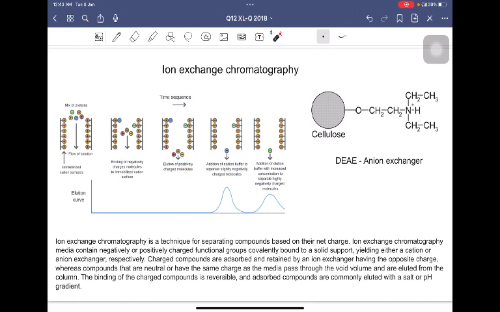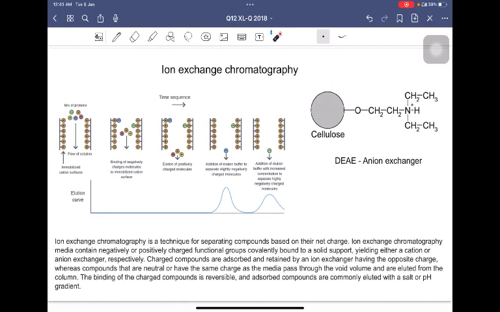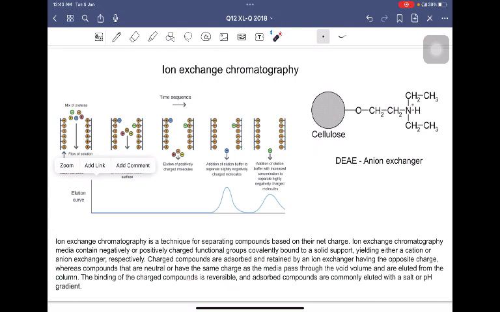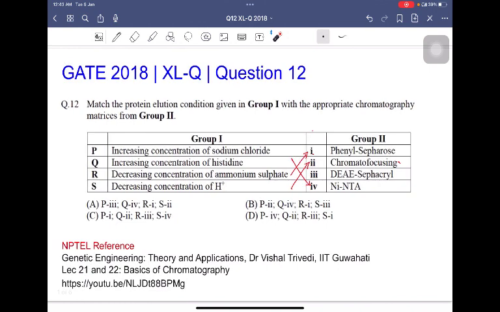So like these ones, which have a similar charge to the matrix, they are eluted out in the void volume. And the binding of the charged compounds is reversible, and adsorbed compounds are commonly eluted with a salt or pH gradient. So we increase the salt concentration, or we increase or decrease the pH, and then the proteins can be eluted out. So this is ion exchange chromatography, and this DEAE separated will match with increasing concentration of sodium chloride, by increasing the salt concentration.